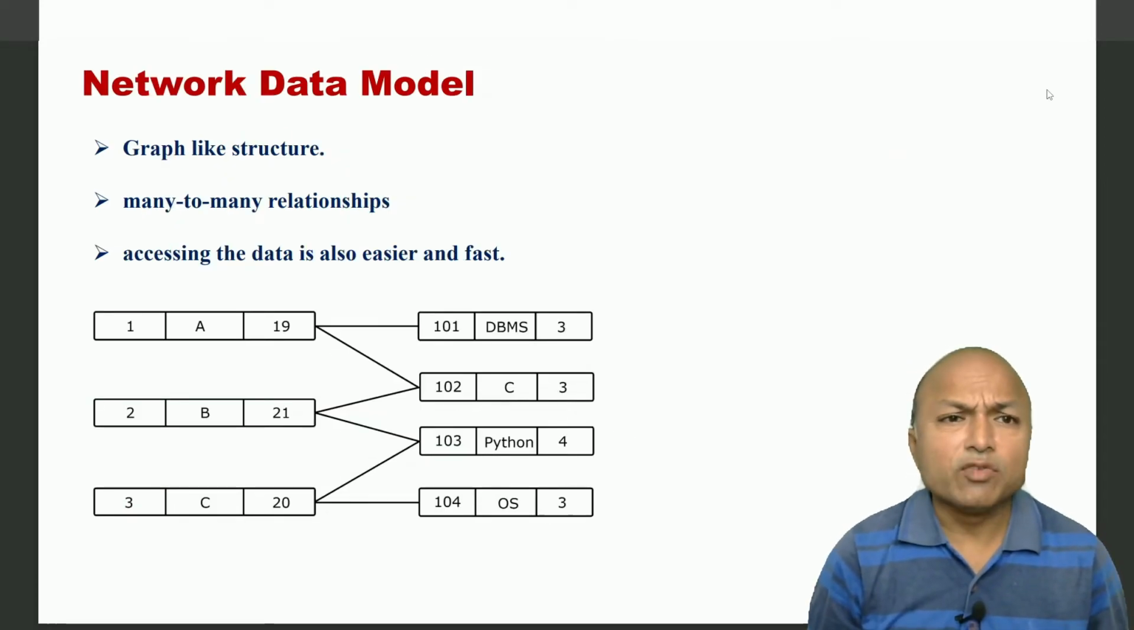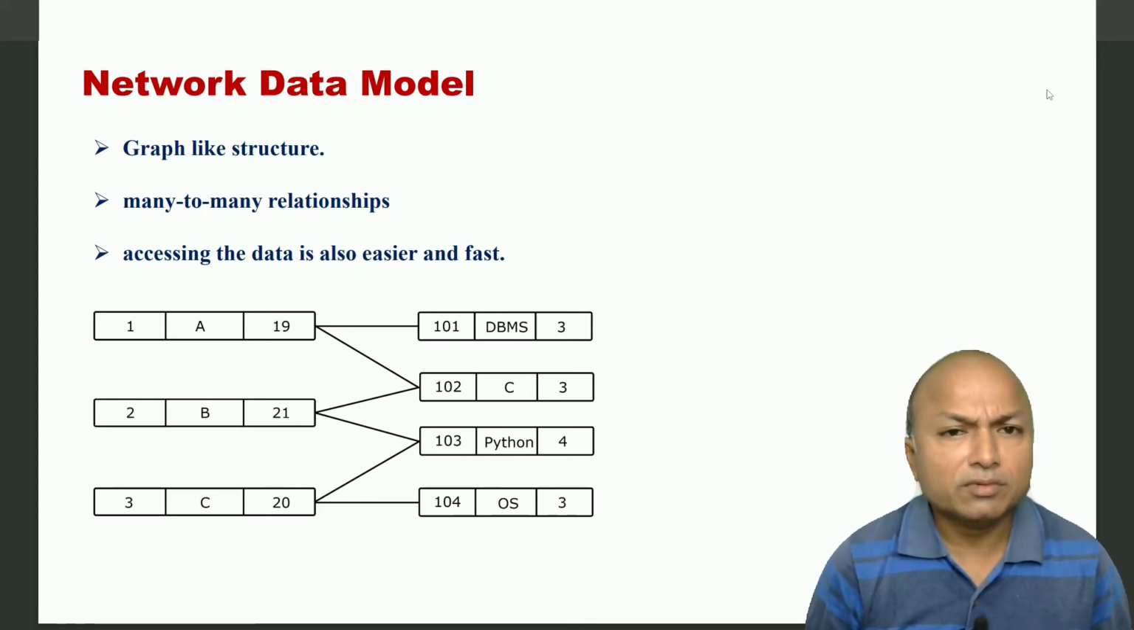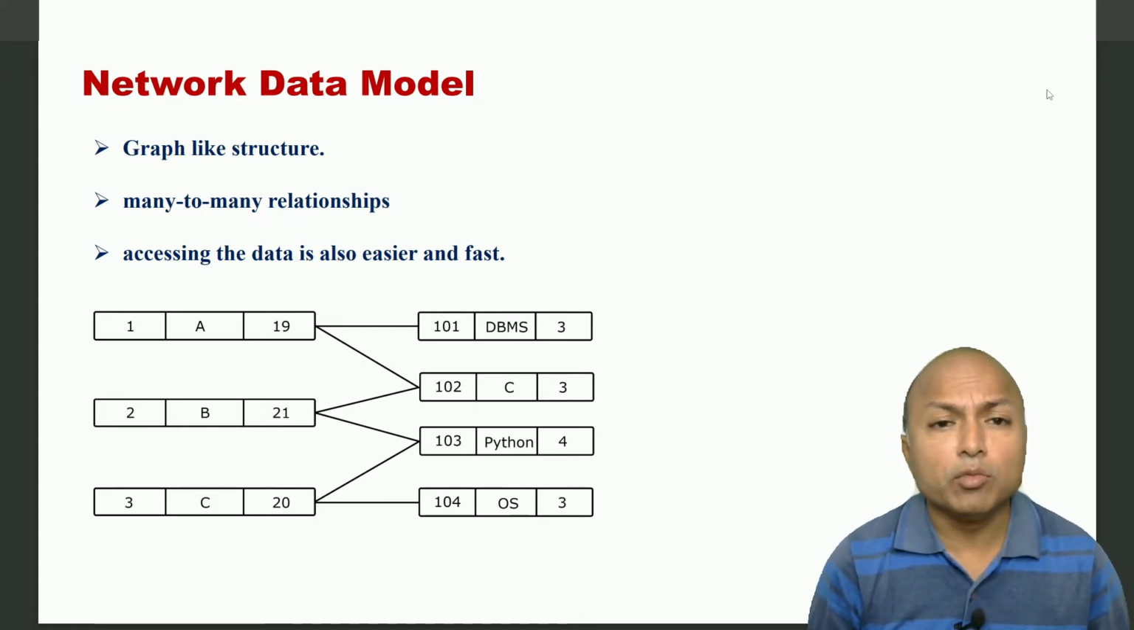Let us consider the network data model. It has a graph-like structure. It builds on the hierarchical data model, and it also supports many-to-many relationship. Whereas in the case of the hierarchical data model, it supports only one-to-many relationship. Here it supports many-to-many relationship also.